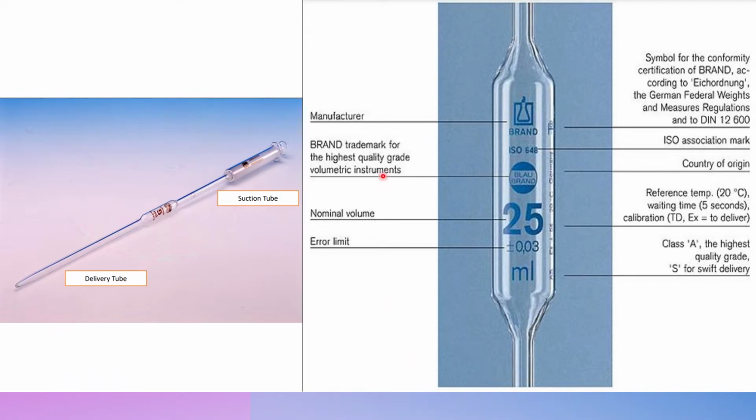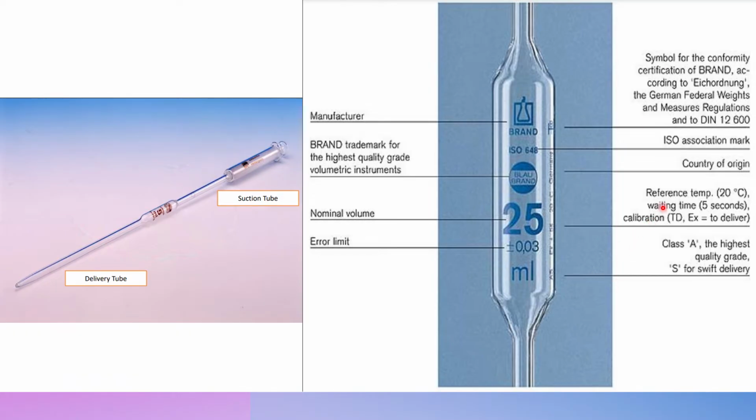In a pipette, class, it must contain the name of the manufacturer. If there's an ISO association mark, the country of origin must also be placed. The trademark or the brand is also there. The nominal volume, so the contents or the volume that this pipette can hold. It says here it's 25 ml. The error limit is plus minus 0.03. So this is the error limit for this pipette.